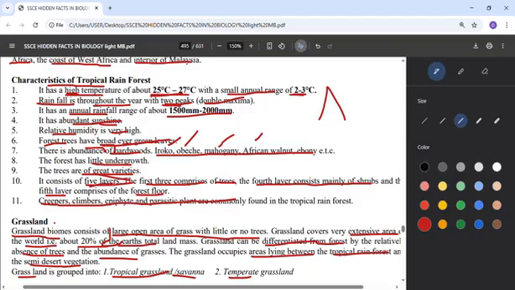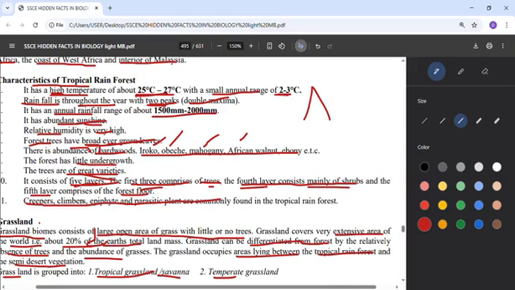It also consists of 5 layers. We have the first 3 comprising trees, while the fourth layer consists mainly of shrubs. And the fifth layer comprises the forest floor. Then creepers, climbers, epiphytes, parasitic plants, they are commonly found in what? In tropical rain forests. So that's for the 5 layers. The first 3 are trees, the fourth mainly shrubs, the fifth forest floor.